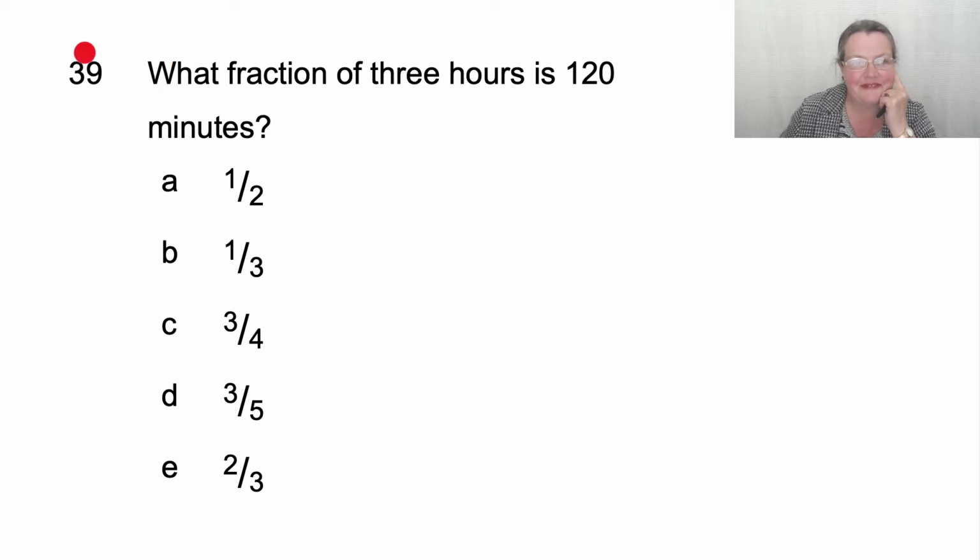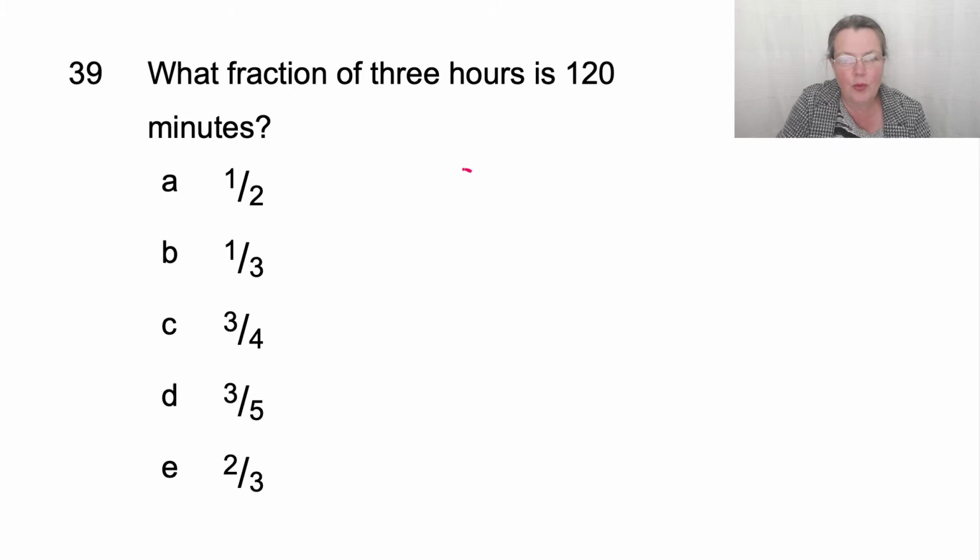Finding my red dot. Number 39. What fraction of 3 hours is 120 minutes? A half, a third, fractions. So we are going to, there are two ways of doing this.